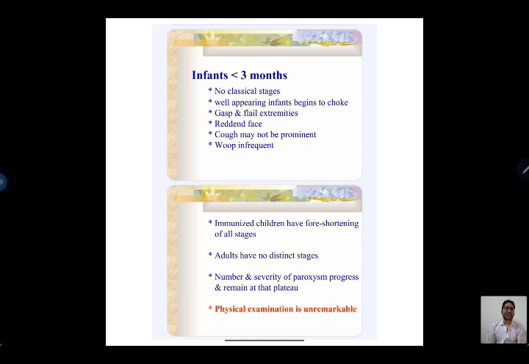Infants less than 3 months have no classical stages, and appear well. Infants begin to choke, gasp and flail their extremities, with redness of the face; cough may not be prominent and whooping is infrequent. Immunized children have shortening of all stages. Adults have no distinct stages. The number and severity of paroxysms progress and remain at a plateau. Physical examination is unremarkable.